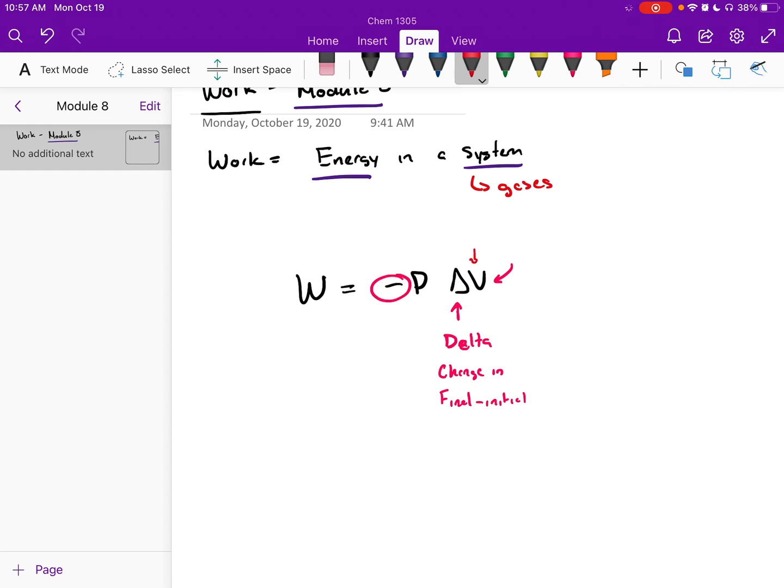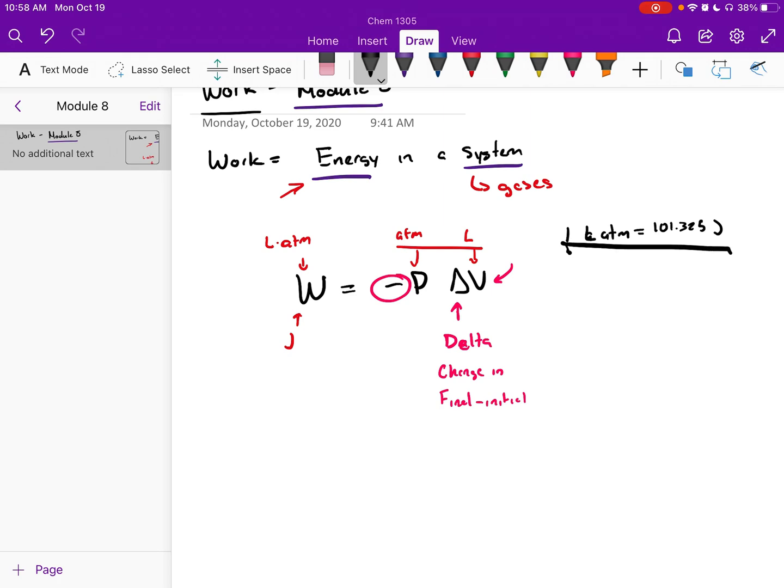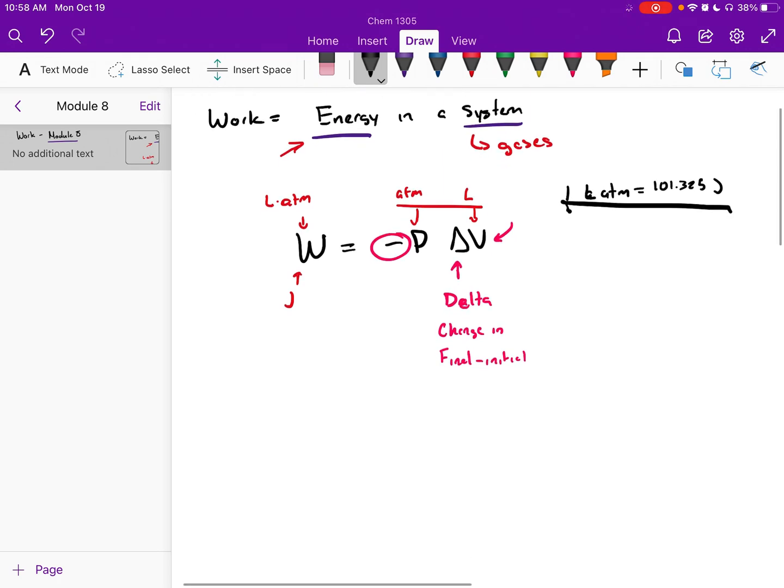So let's talk about units. Volume is measured in liters. Pressure is measured in atmospheres. So work has two units actually, right? It's got that liter atmosphere relationship. And because it's energy, we can also use joules. There's a relationship between liters, atmospheres, and joules. They are not interchangeable, so you will have to convert from liter atmospheres to joules, and that's a 1 to 101.325 ratio. Just use that in the dimensional analysis and you should be good.